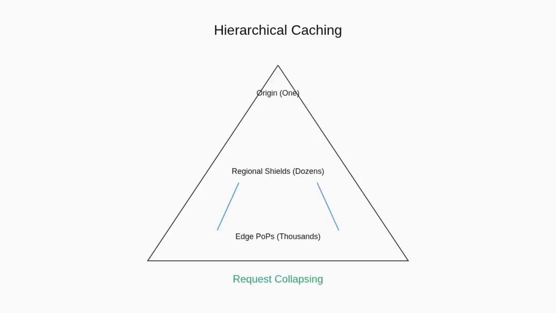This protection is vital for surviving the hug of death when a piece of content goes viral and traffic spikes by 10,000% in seconds. The CDN acts as a massive shock absorber for your infrastructure.